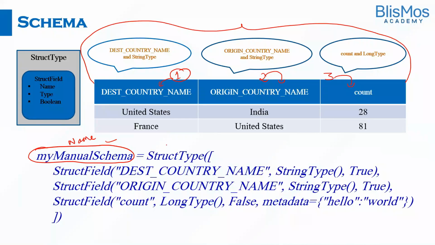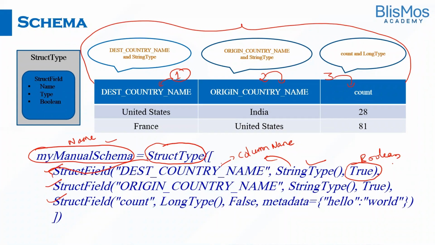As we already discussed, that will have a struct type. Within struct type we have struct field as well, 1, 2 and 3. Within struct field we have a name, and this is the data type of this particular column, and this is a boolean. What is this boolean doing here? Any thoughts? So this boolean represents whether this particular column can hold the null values or not. True means it can hold the null values, false means it cannot hold the null values.